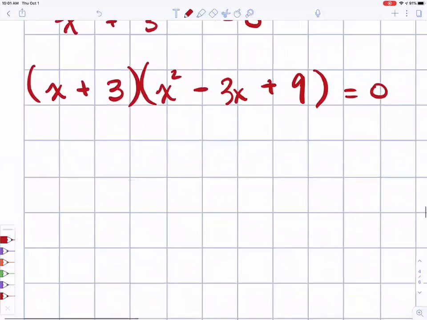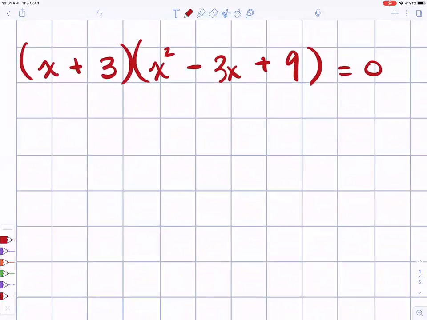Now, do you see what I mean? How it kind of looks like this is factorable, but no matter how hard you try, you are never going to find factors that will work for this. Okay, so this guy is not factorable. So you can't use the zero product on this piece.